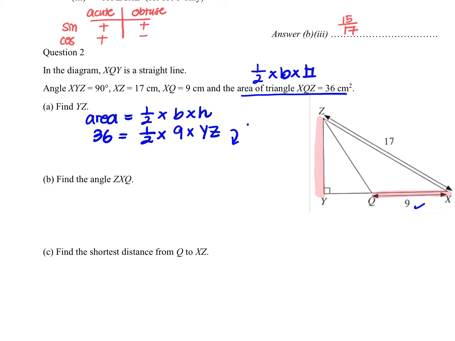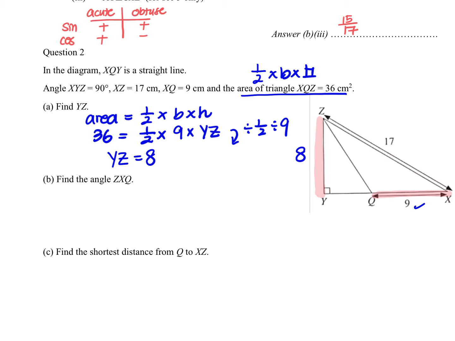I don't want a half, so we divide by half. We divide by the number 9. And I get my answer, YZ to be the value 8. So this one will be the number 8.